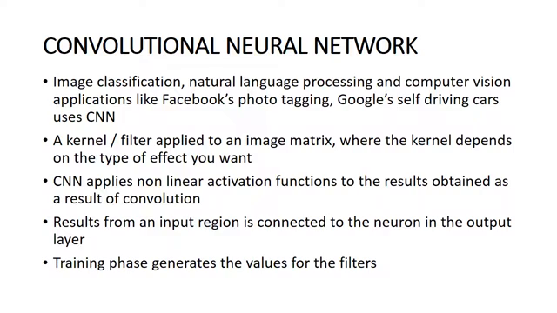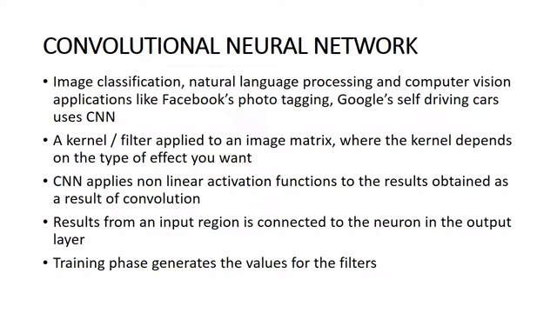In simple terms, convolution is a filter or a kernel applied to an image matrix where the kernel depends on the type of effect that you want on your input image. In a convolutional neural network, we deal with several layers of convolutions and we apply nonlinear activation functions to the results obtained.